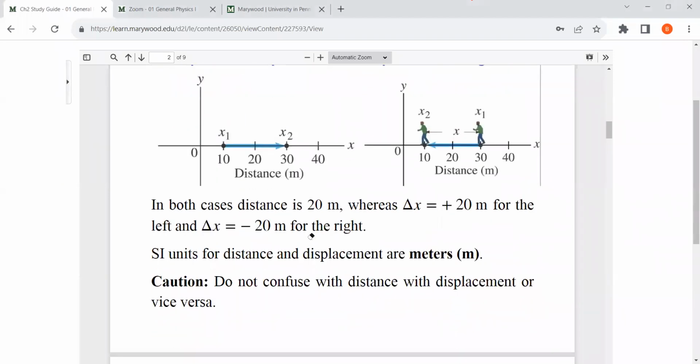Both distance and displacement are measured in meters. The standard international unit for distance and displacement is the meter, and as you already know, we use small m for meter.